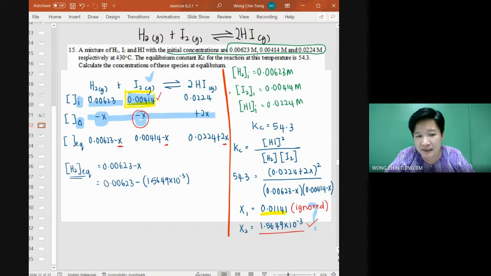Biasanya x akan dapat at least 2 value, sama ada positif atau negatif. Okay? That is how your quadratic kuasa 2 works. Betul. Your x akan jadi ada 2 unknown. Okay, try. Okay. Lagi soalan?